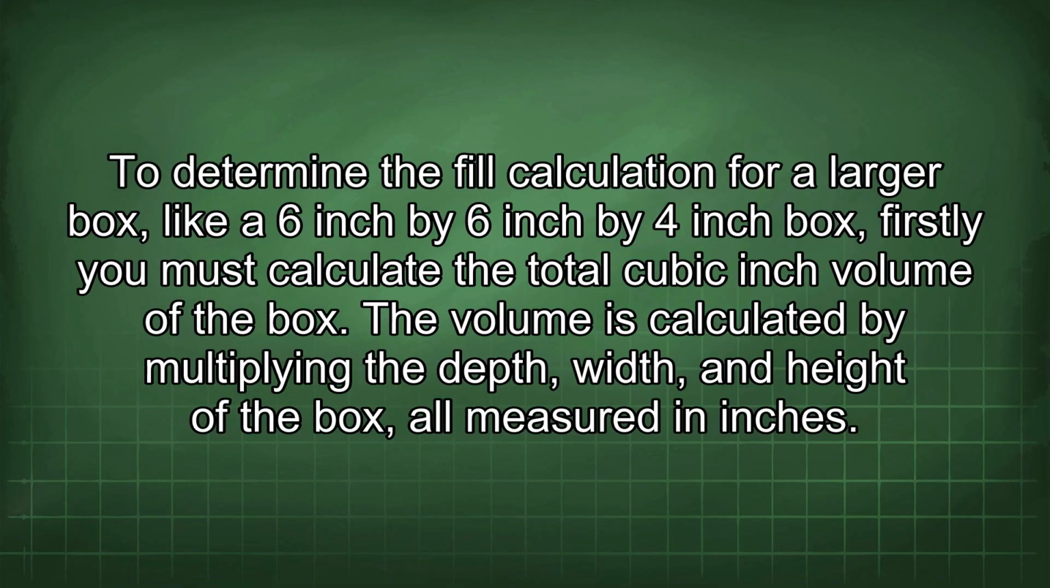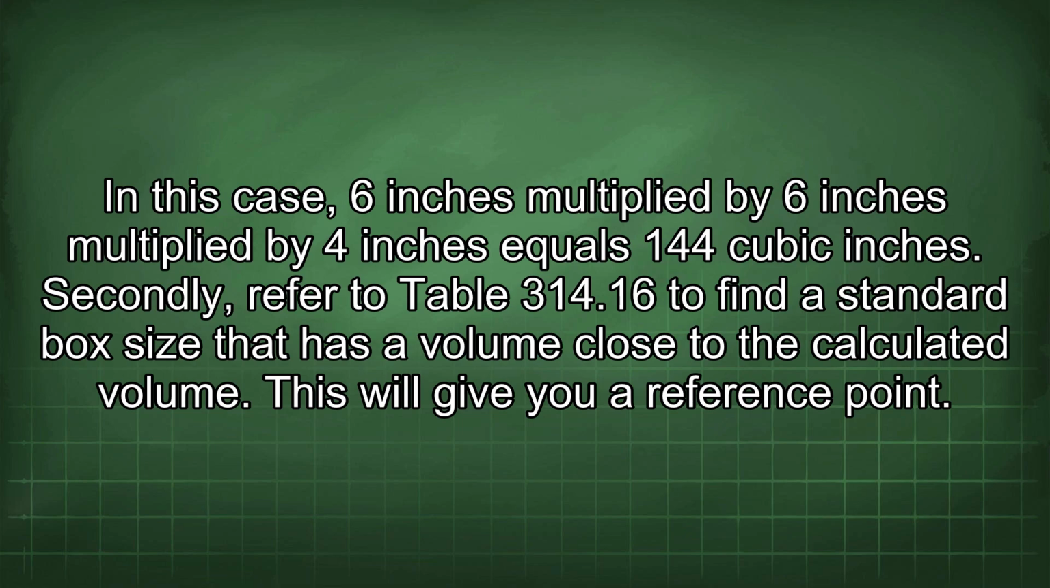To determine the fill calculation for a larger box, like a 6" by 6" by 4" box, firstly you must calculate the total cubic inch volume of the box. The volume is calculated by multiplying the depth, width, and height of the box, all measured in inches. In this case, 6 inches multiplied by 6 inches multiplied by 4 inches equals 144 cubic inches.